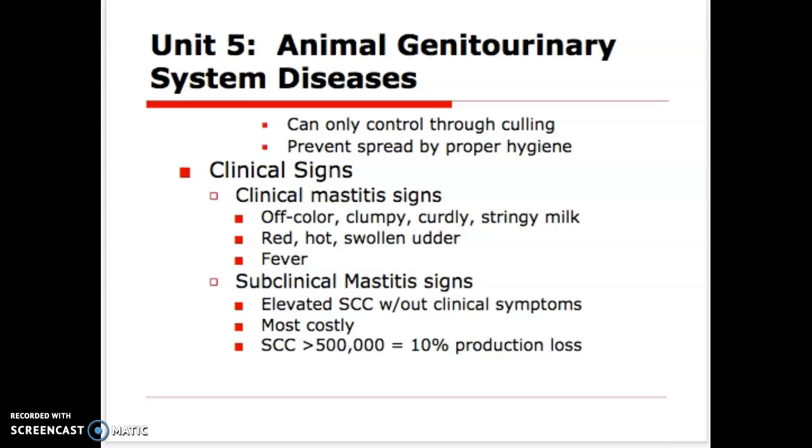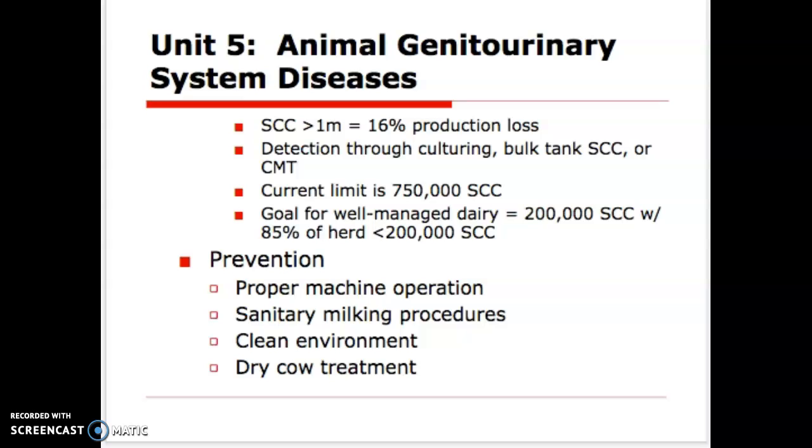Clinical symptoms: if you have clinical mastitis, I mentioned the hot, hard quarter, the swollen udder, the clumps, flakes, curdled, stringy milk, fevers. Those are clinical symptoms. Subclinical mastitis, you'll have elevated somatic cell counts without clinical symptoms, which is really costly because you're losing milk production. A somatic cell count greater than 500,000 on an animal is a 10% loss in milk production. And so you're losing milk and not even knowing it, and you're losing milk quality.